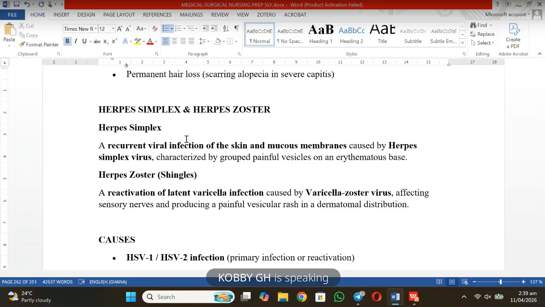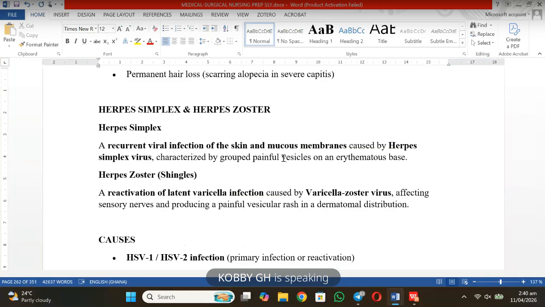Now, the herpes simplex and then the herpes zoster virus. Let's start with the herpes simplex. Herpes simplex is a viral infection that is caused by the herpes simplex virus.